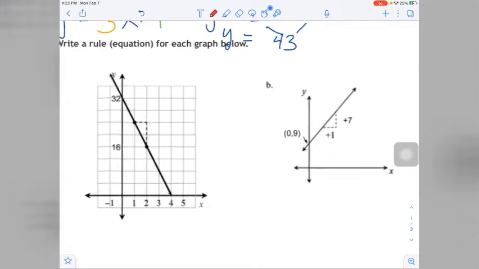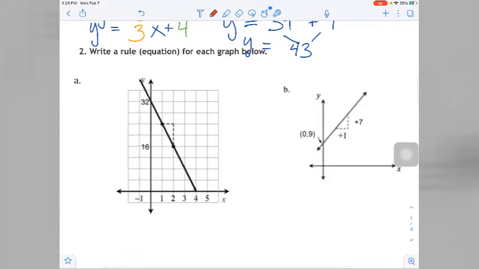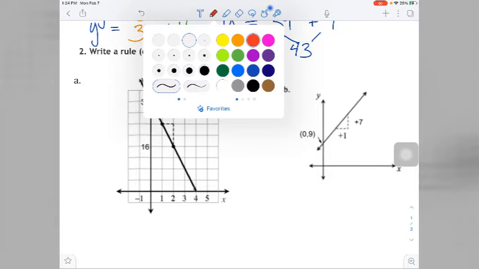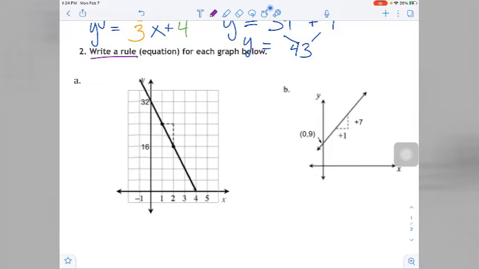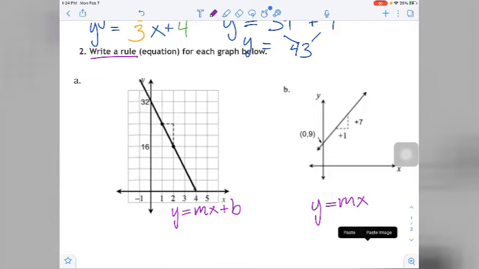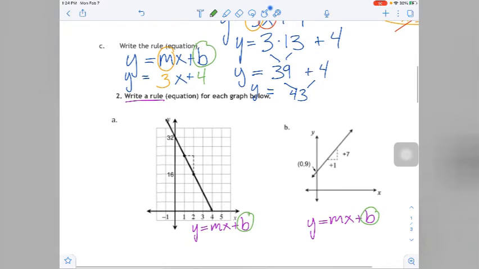Okay, problem two. Problem two has two different graphs, and you are just supposed to write the rule. So remember that we are doing y equals mx plus b equations. Both of our equations should be shaped like this. And if I remember, the b is the starting amount. That means it is the number of tiles in figure 0.